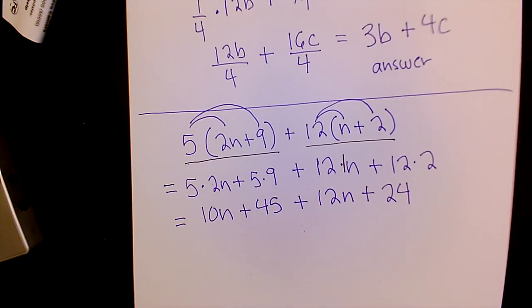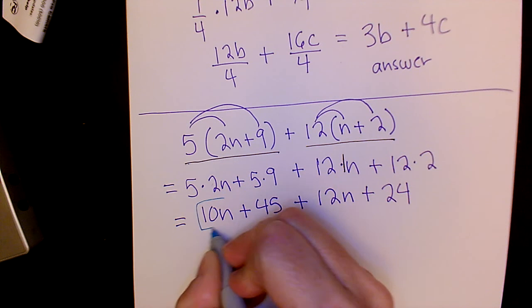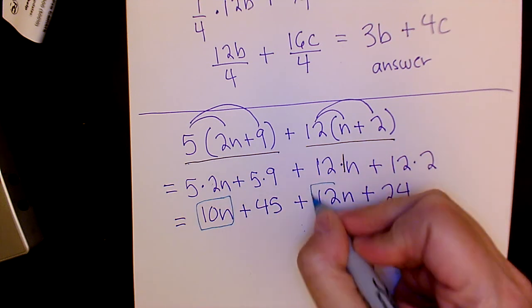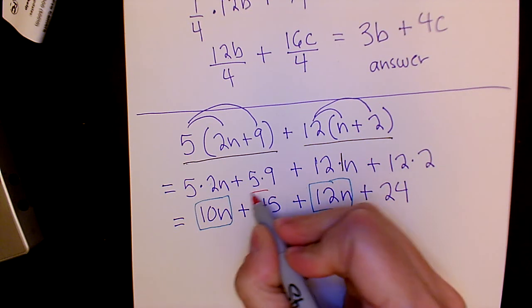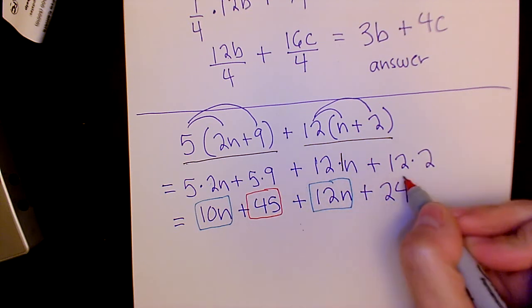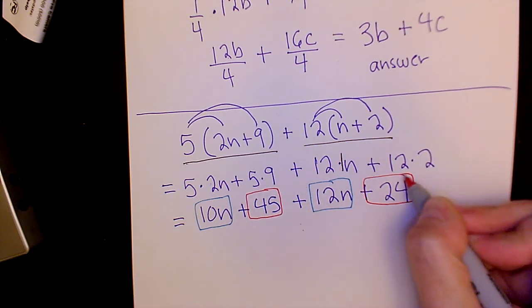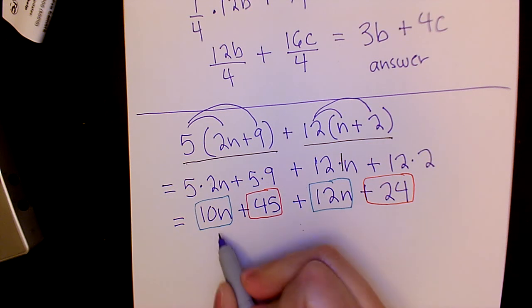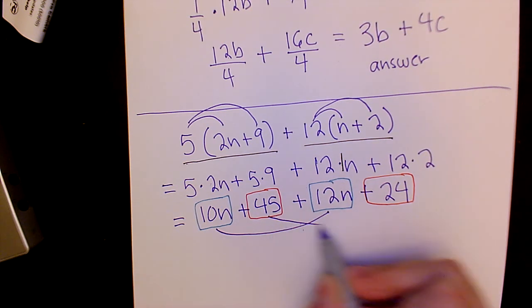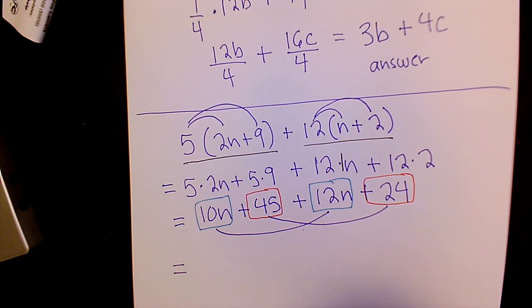Okay. Do you see any like terms? I do. So again, I'm going to box. I've got an n here, an n there, and I've got some numbers. Okay, so we're going to combine the n's and the numbers to get our final answer.